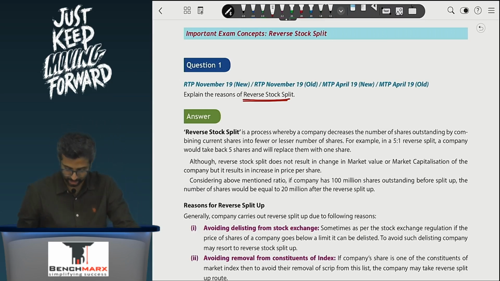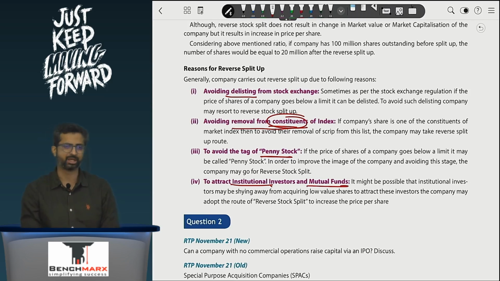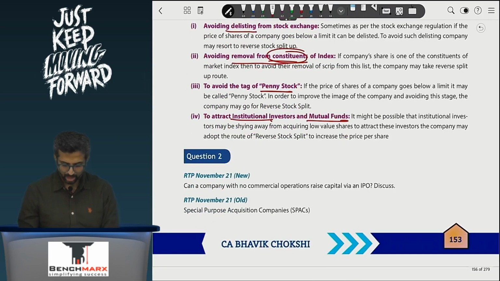That is share consolidation. So why do people do that? Maybe to avoid delisting. Maybe some stocks might have a rule that if the price goes below a level, you'll have to delist. So I can avoid delisting or avoid removal from constituents of index. Avoid the tag of penny stock and attract institutional investors and mutual funds who might not really look at very small stocks.